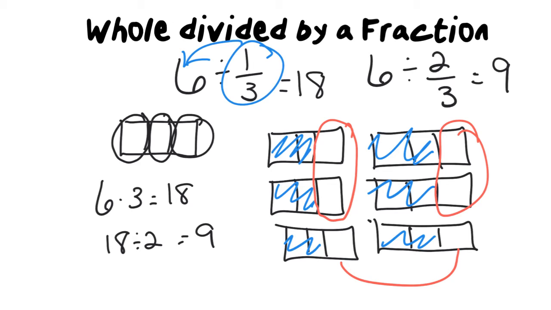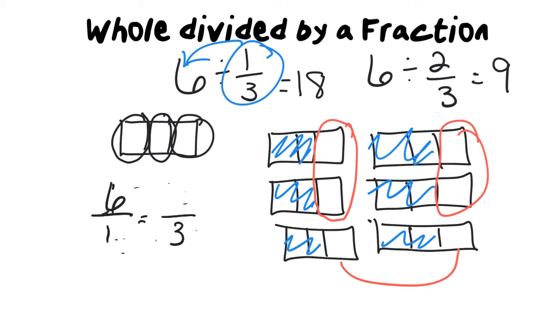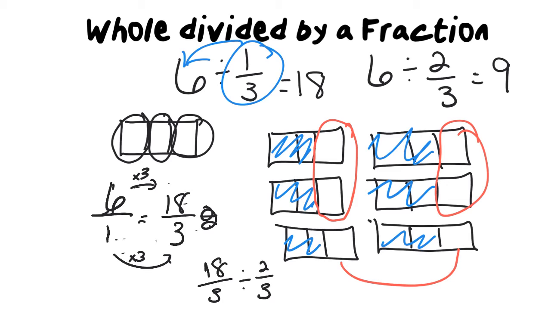Another way you can look at this, which let me erase this real quick, sorry, is by thinking, okay, if I change my 6 wholes into thirds, that would be times 3. So there's 18 thirds, and I don't want to put it with an equal sign because those wouldn't be equal. 18 thirds divided by 2 thirds. 18 divided by 2 is 9. 3 divided by 3 is 1, so that would just be 9. Okay, that's another way you can think of it.